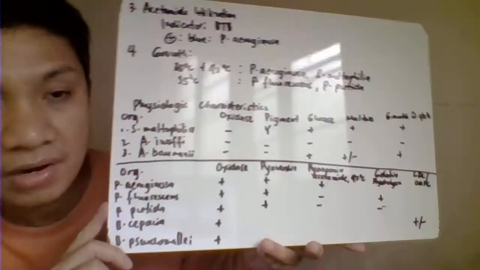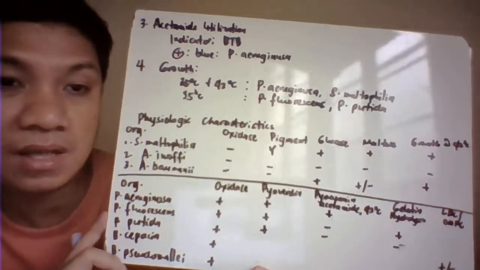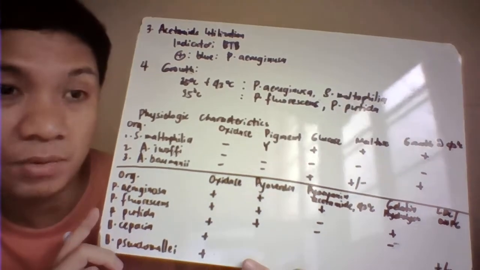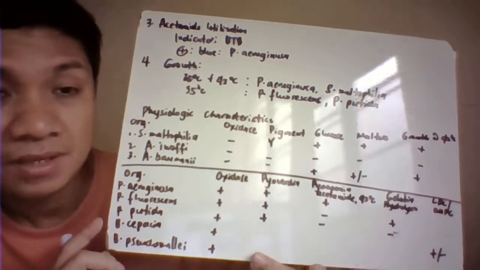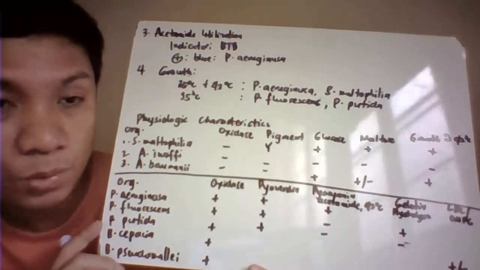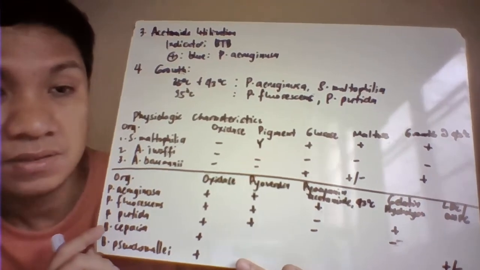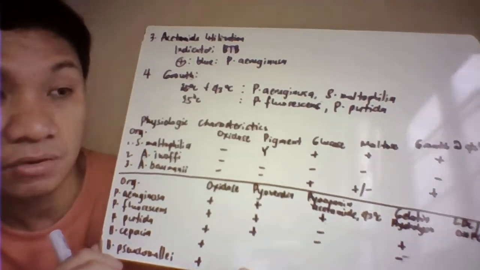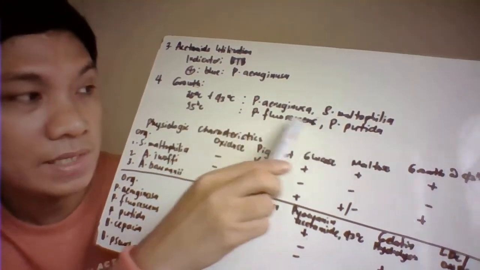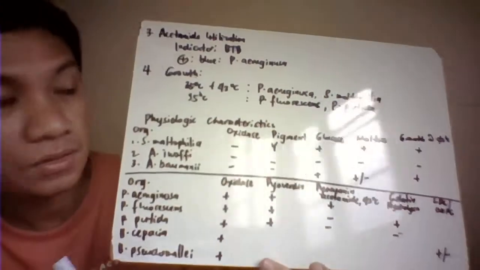Then we have your acetamide utilization. Some bacteria utilize acetamide as their carbon source, converting it to carbon dioxide and ammonia. Our indicator for that test is bromthymol blue. The positive result is blue, the negative result is green. So this will identify your Pseudomonas aeruginosa.